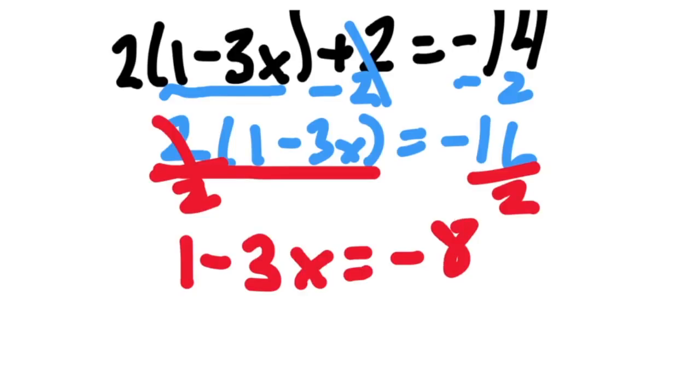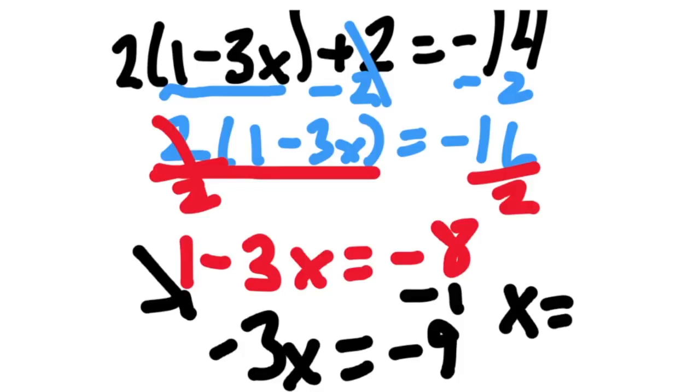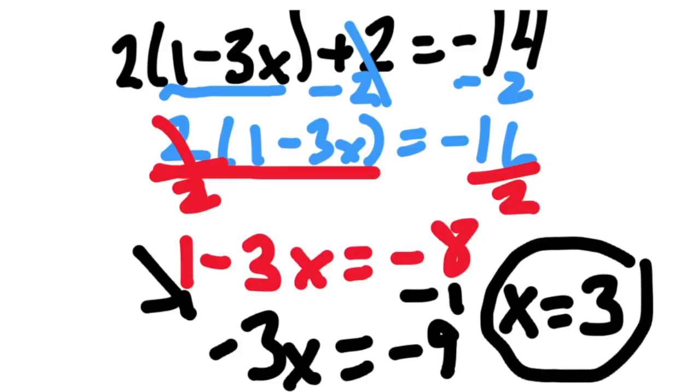We need to cancel out the positive 1 by subtracting 1 from both sides. So we end up with negative 3x, because that minus sign belongs to the 3x, equals negative 9. Then we have a one-step equation and we do the opposite. We divide both sides by negative 3, so that x is equal to 3. Check your work with substitution.